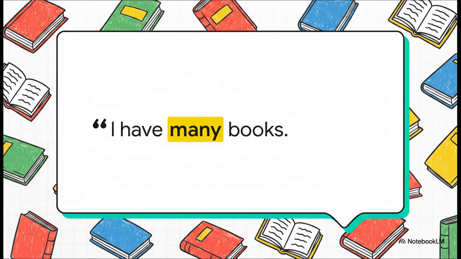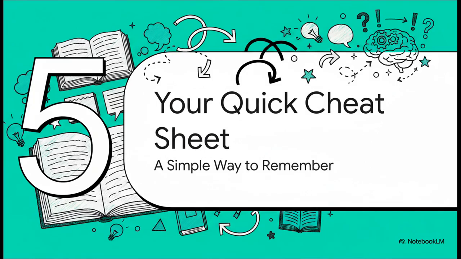But books, totally different story. You can absolutely count them. 1 book, 2 books, 100 books. Since it's countable, the right word is many. I have many books. See? Easy. Whew. Okay, we've covered a lot of ground pretty quickly.